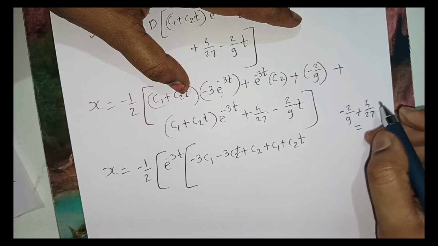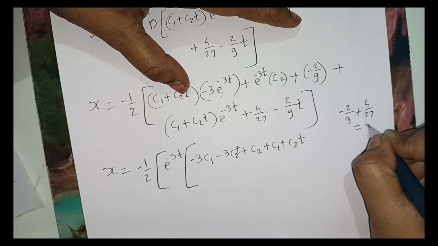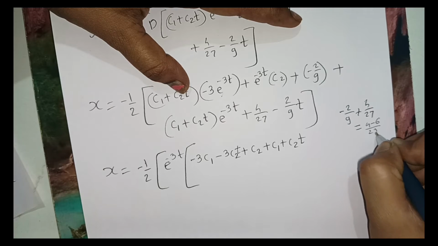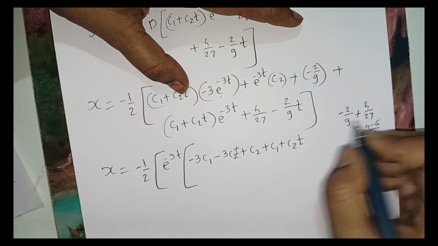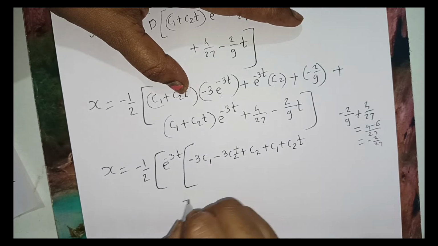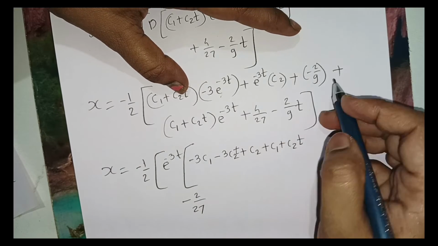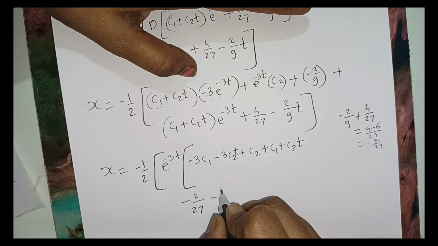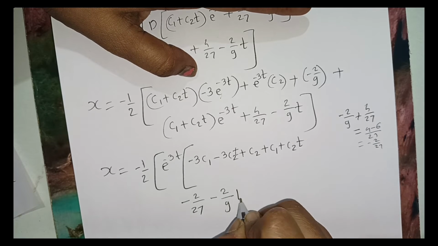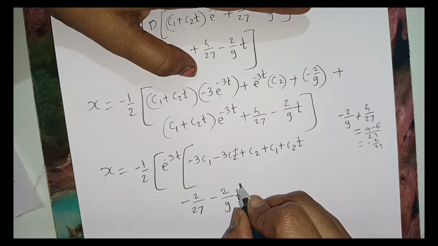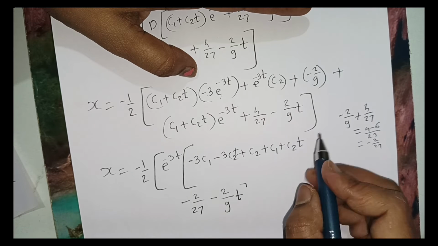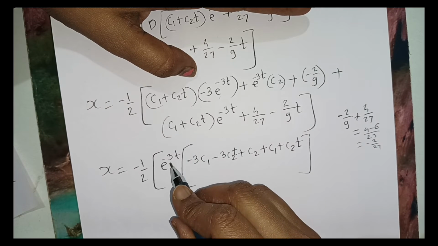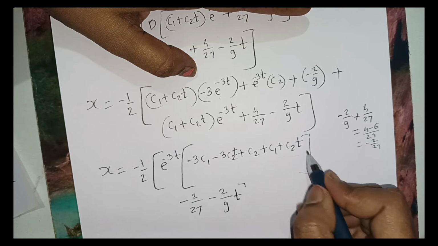Okay, divide numerator and denominator by 3. So 4 minus 6 by 27 is equal to minus 2 by 27. So minus 2 by 27, minus 2 by 9 t. Okay, close the bracket here because you have the exponential multiplied to these terms only.